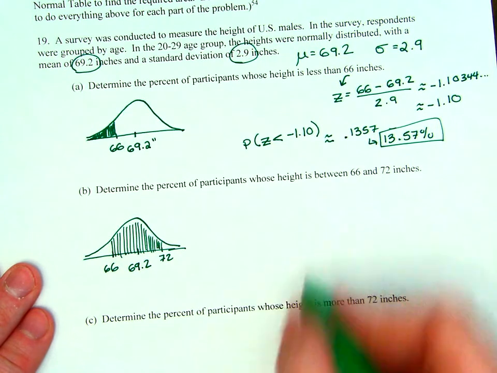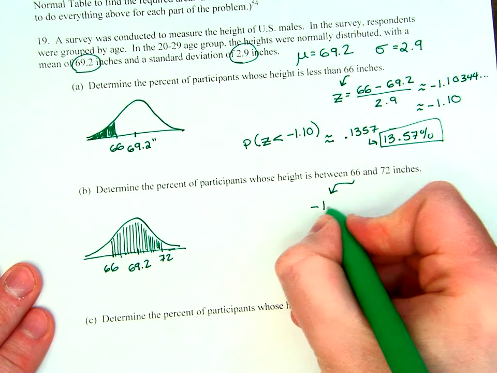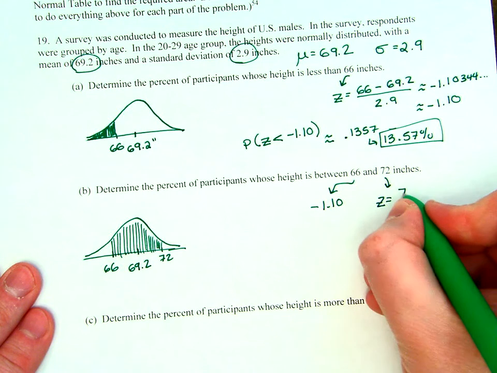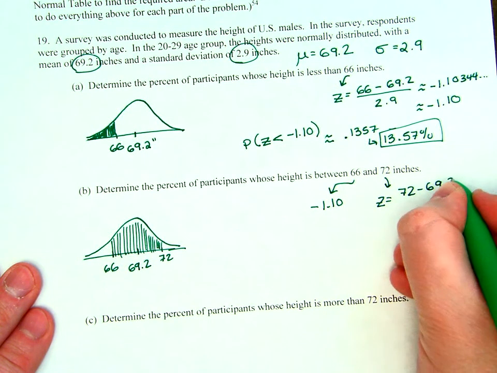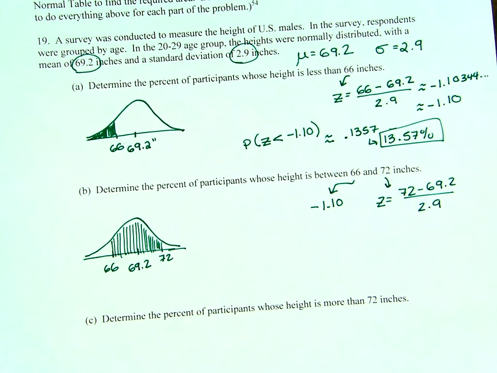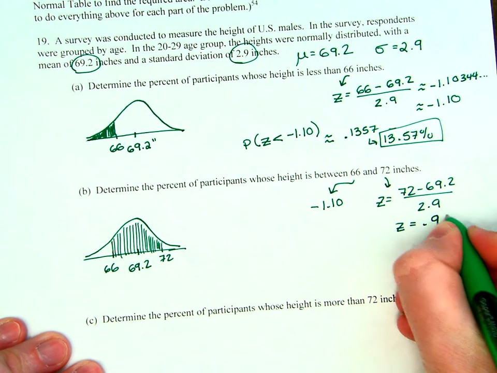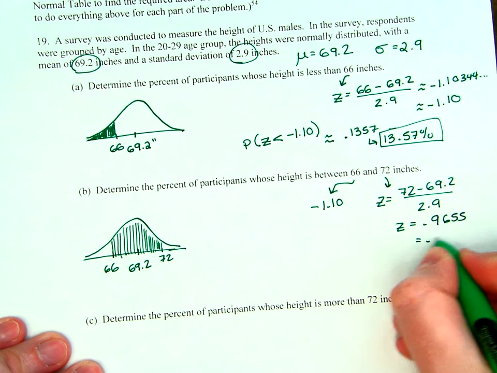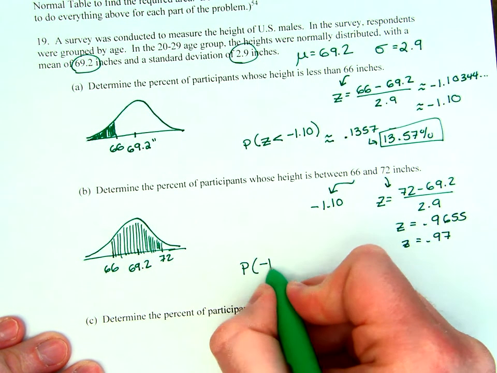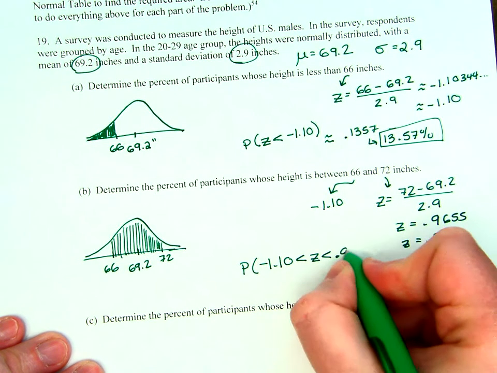Looking for that region, I don't even have to do the z-score calculation for 66. I already have that from the previous problem, negative 1.10. 72, though, I will need to do. 72 minus 69.2 divided by 2.9, giving me a z-score of 0.9655. I'm going to call that 0.97. I want to know the percent of people whose z-score is between negative 1.10 and 0.97.